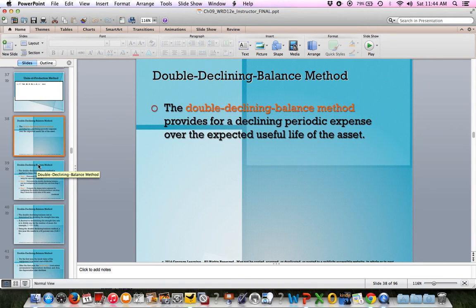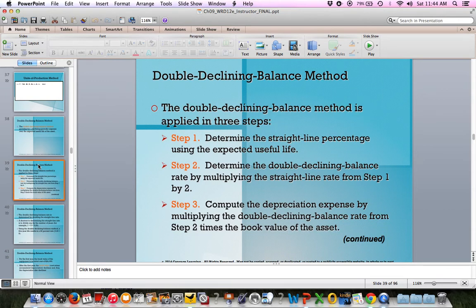So double declining balance then is basically taking, it says provides a declining periodic expense over the expected useful life. It's what they call an accelerated method. You take larger depreciation early on in the asset's life, but not as much later on towards the end of the useful life of the asset. So there's 3 steps to compute this method. Basically, just come up with the straight line percent. Once you have the straight line percent, double it. And then compute the depreciation expense by multiplying that by the book value of the asset.